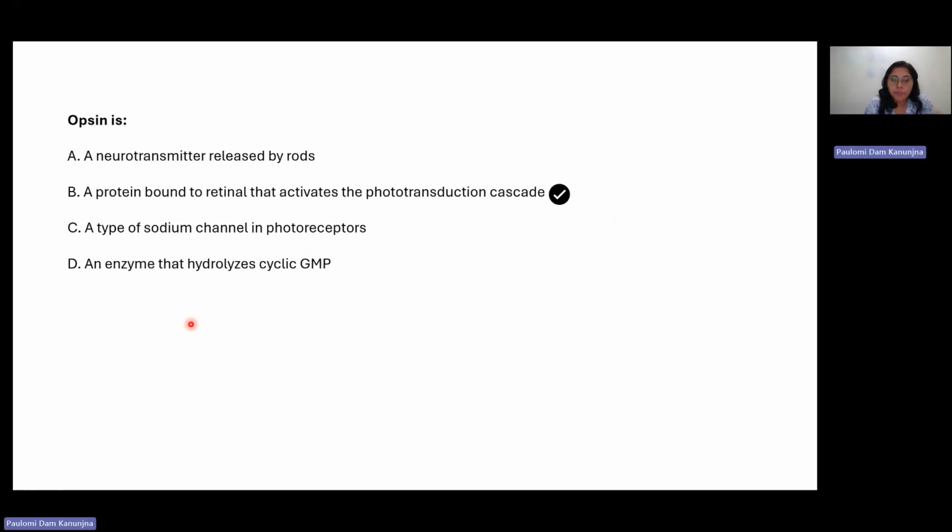Right. So this we know is the neurotransmitter. Neurotransmitter is glutamate. Is this a protein which is bound to the retinal? So opsin in rod is called rhodopsin. Rhodopsin's activation center is retinal. So this is what activates the phototransduction cascade.